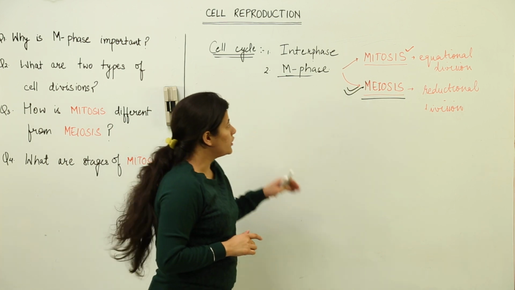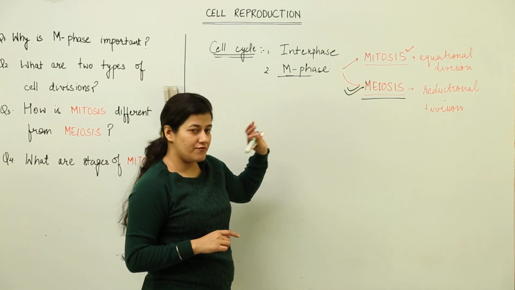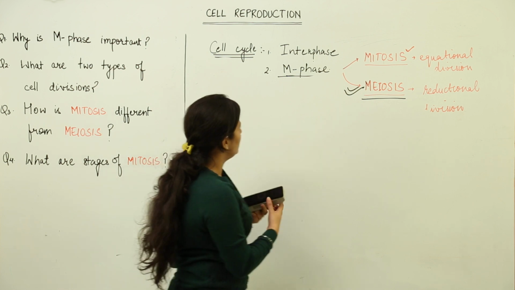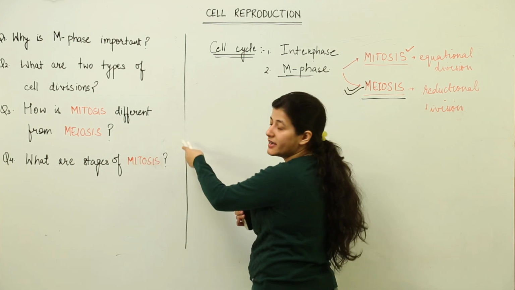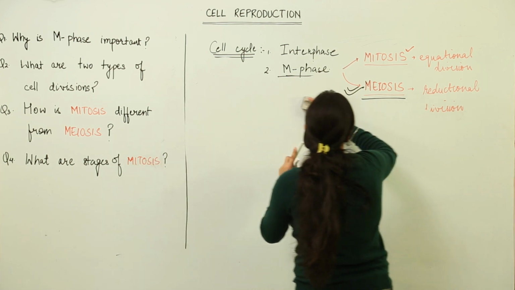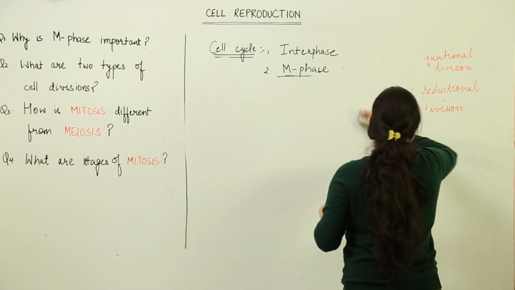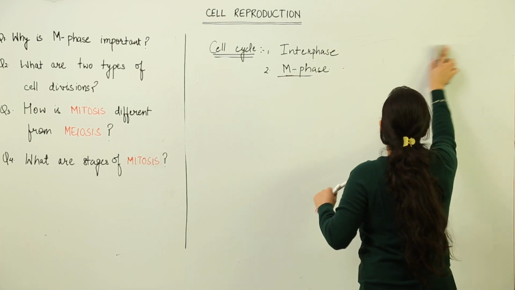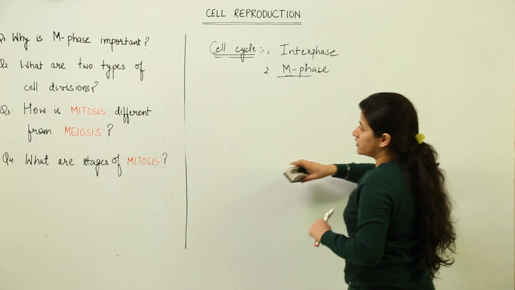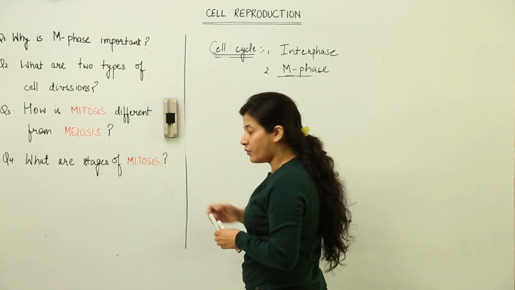Now let us see what the stages of M phase are. You will get to know the answer to how mitosis is different from meiosis, and how it is different in stages, when we see each division in detail. But for now, know that one would be a reductional and the other an equational division.